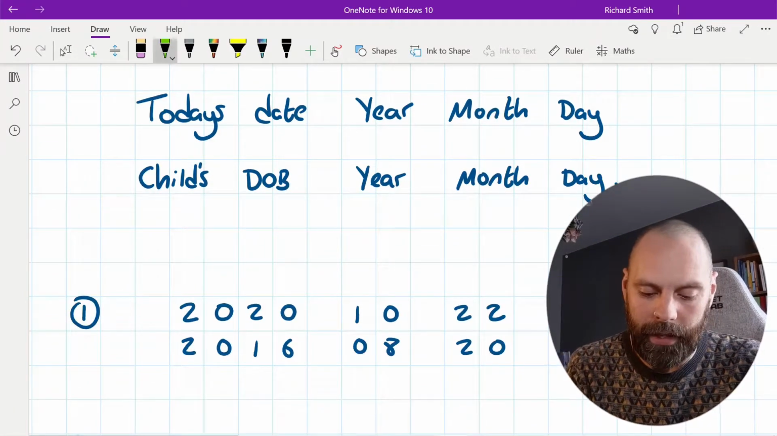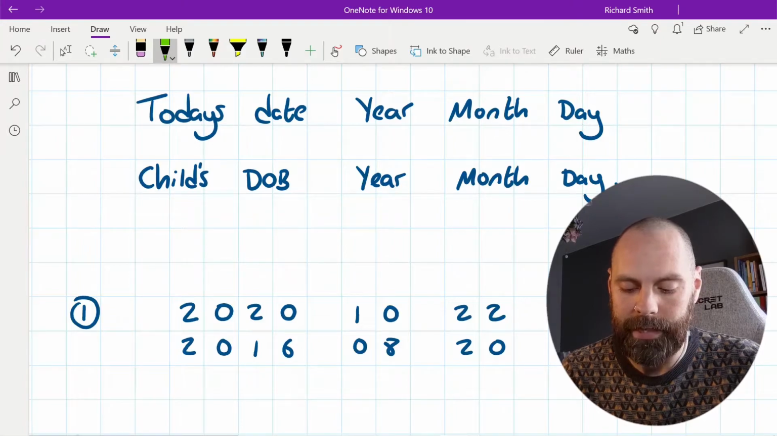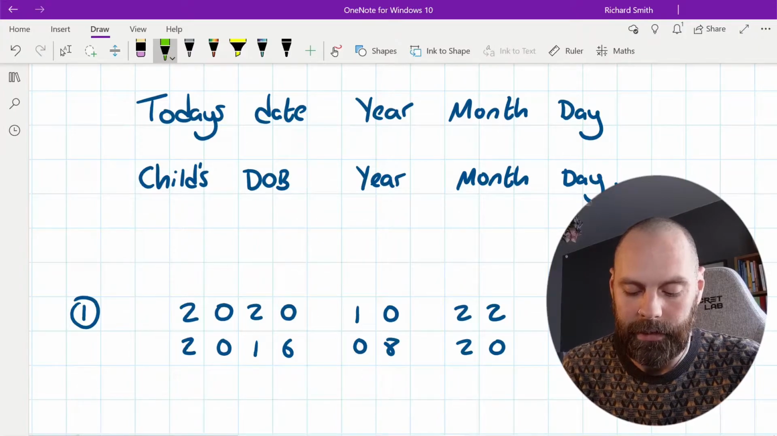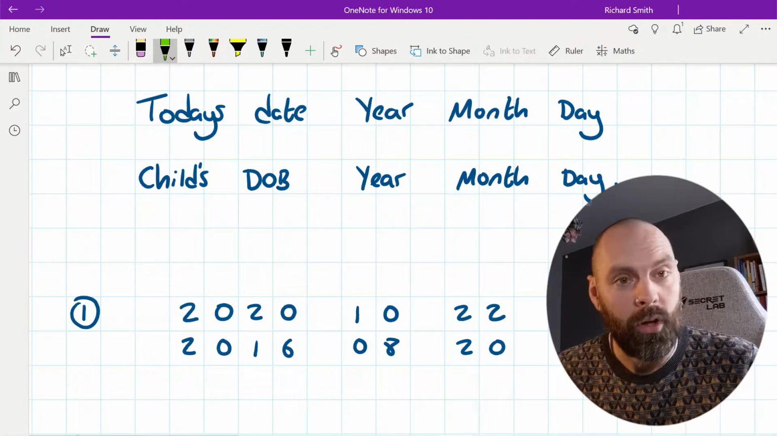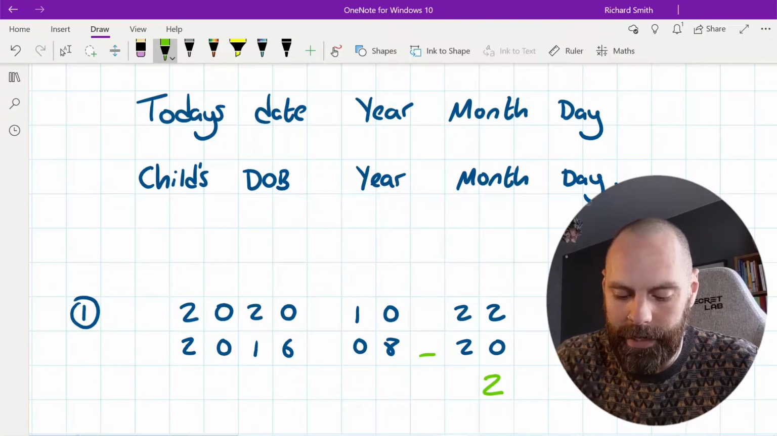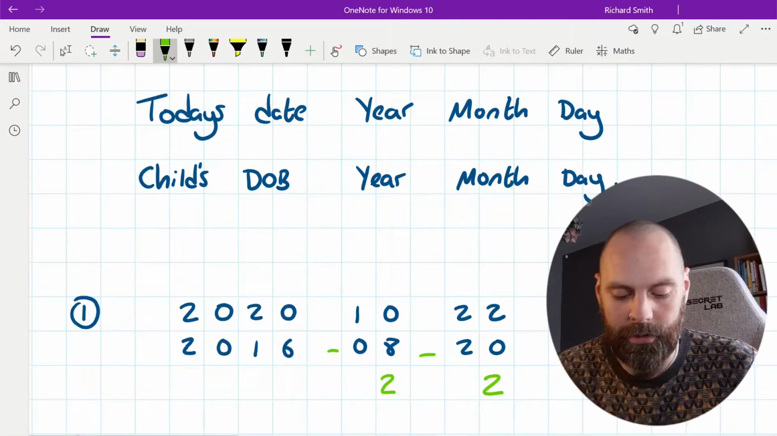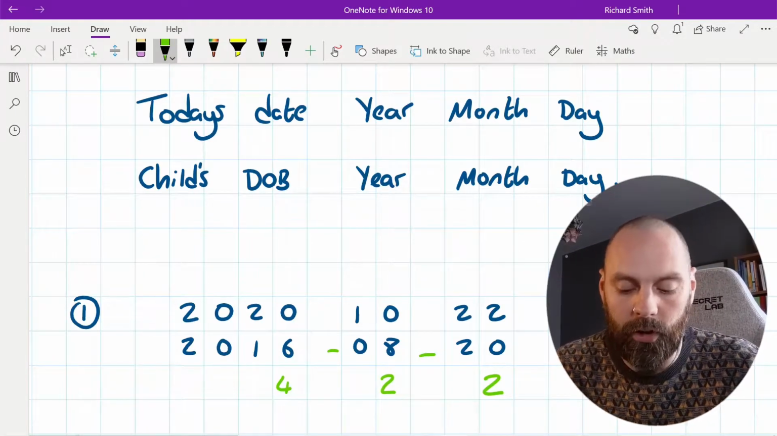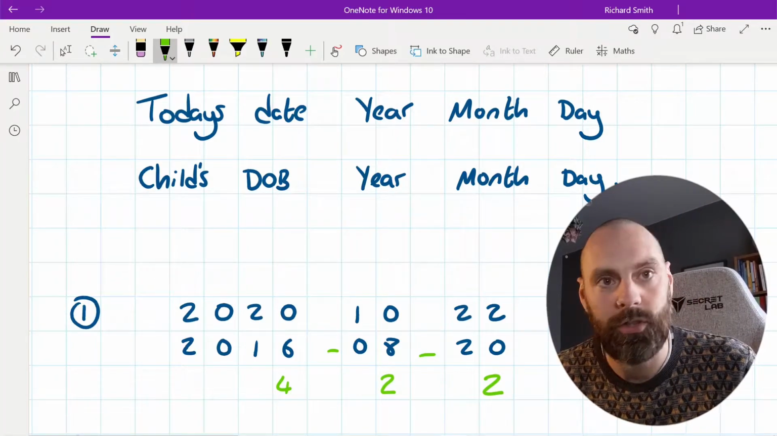So we've got here today's date, so we've got the year is 2020, we've got the month is the 10th and the day is the 22nd, then we've got the child's birthday, so this person was born in 2016, the 8th month and the 20th day. So for this first example, it's just a case of some simple column subtraction. So 22 minus 20 leaves us with 2. 10 minus 8 also leaves us with 2. And then 2020 minus 2016 leaves us with 4. So the chronological age of this young person is 4 years, 2 months and 2 days.